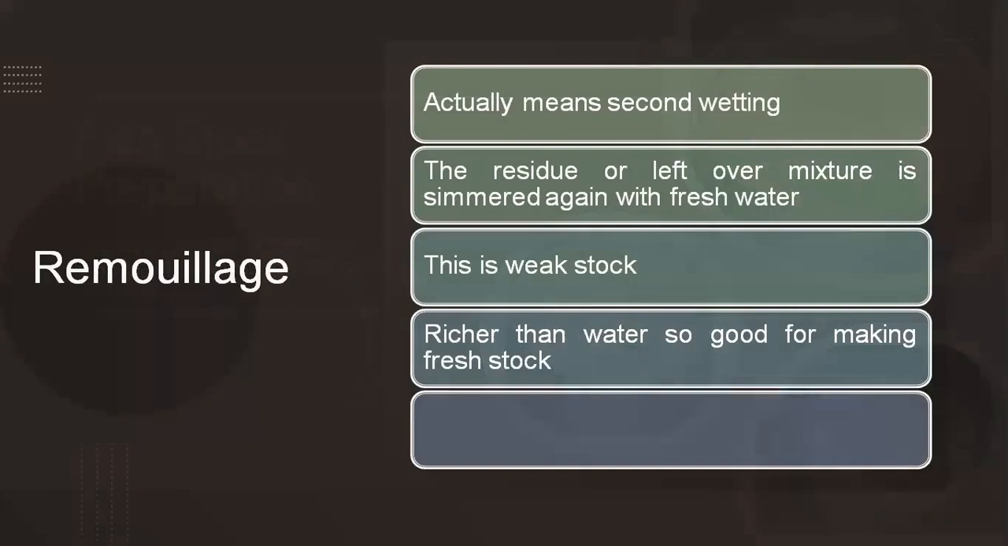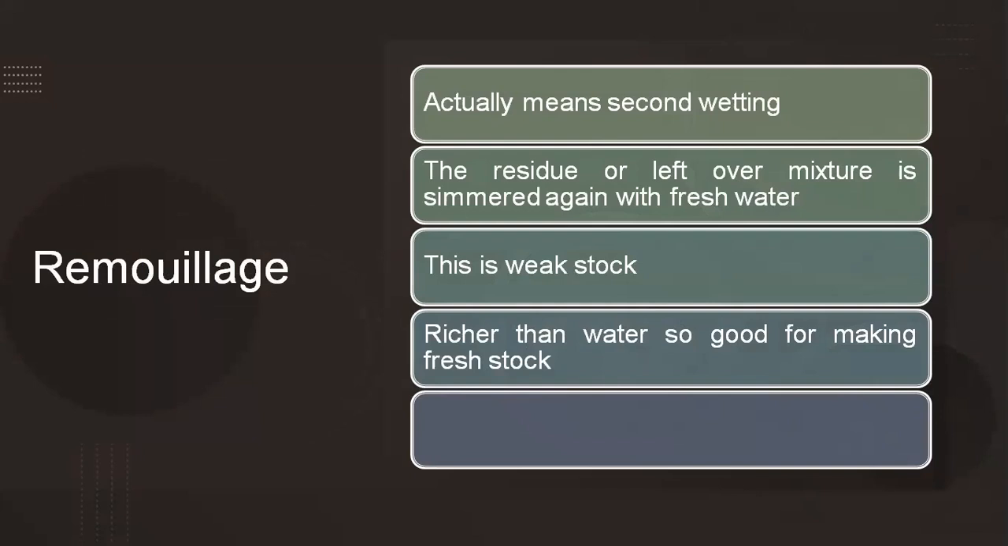Remoulade, if you remember in part 1, I explained that this is also used as a liquid, which was part of the components of stock making. So remoulade actually means second wetting. Now you have all seen the procedure to make the stock. When we prepare the stock, the residue, the leftover mixture, is simmered again with fresh water.